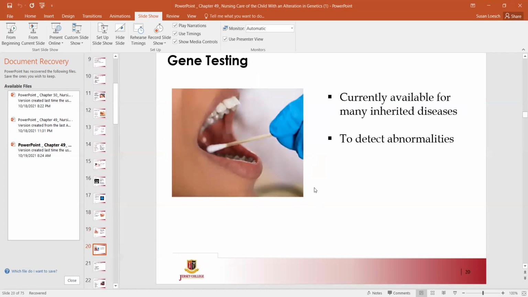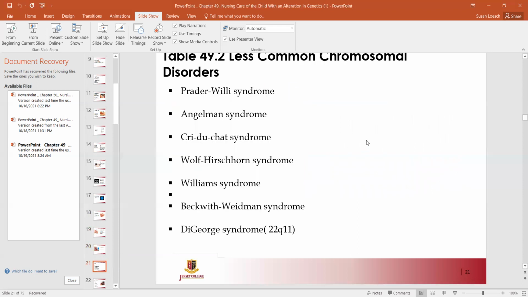Gene testing. Okay, this is currently unavailable for many inherited diseases, but we use it to detect abnormalities. And we're going to provide support, information, and resources to the family, refer them for genetic counseling before and after the test. So now we're looking at risk factors, okay? Mom hasn't gotten pregnant yet, but is considering it, all right? So we're looking at what is the potential that they'll inherit or contract certain diseases.